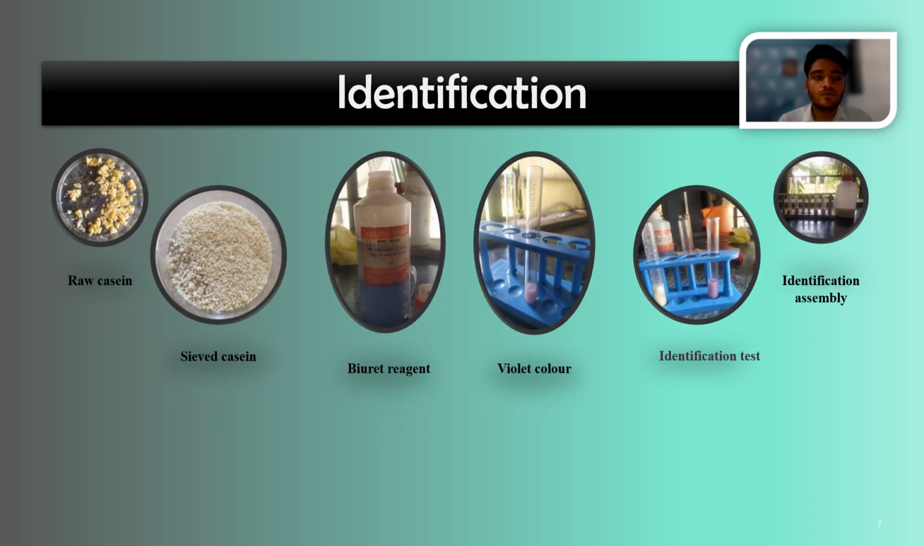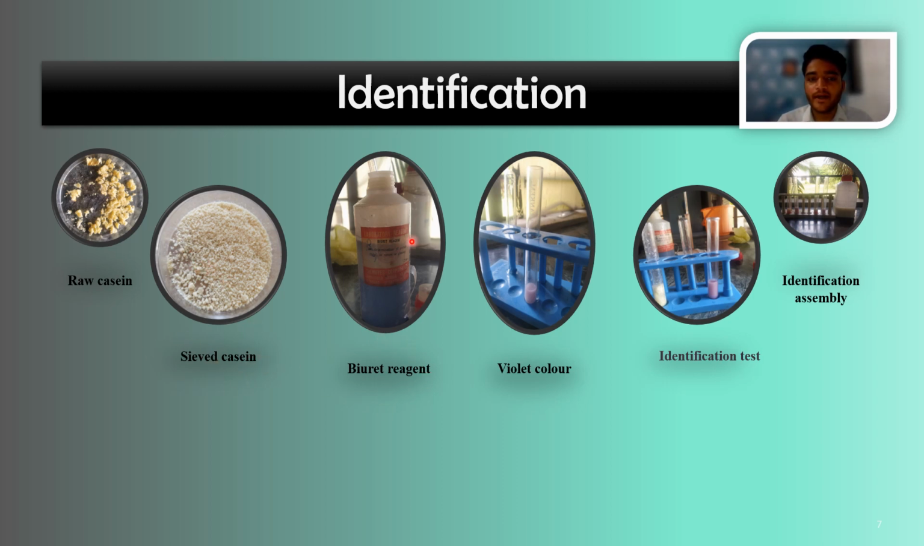In this slide we will study the identification of casein. As in the earlier slide we have prepared casein, so what is the guarantee that it is casein? For that identification we are using this method. Firstly we have obtained the raw casein, then, as we have seen in the earlier step, when we wash it with water, it turns white in color, and after sieving we obtained this casein.